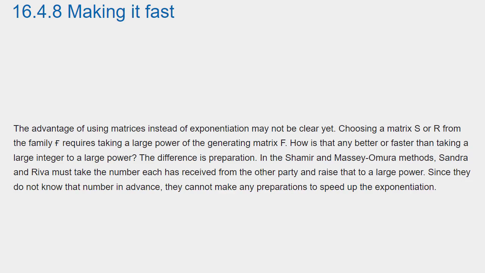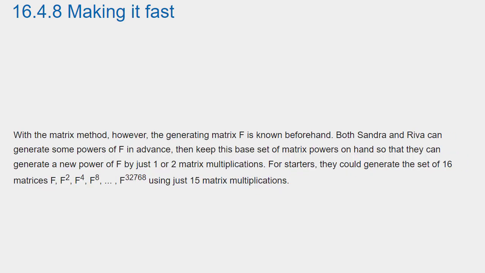The difference is preparation. In the Shamir and Massey-Omura methods, Sandra and Riva must take the number each has received from the other party and raise that to a large power. Since they do not know that number in advance, they cannot make any preparations to speed up the exponentiation. With the matrix method, however, the generating matrix F is known beforehand. Both Sandra and Riva can generate some powers of F in advance, then keep this base set of matrix powers on hand so that they can generate a new power of F just by one or two matrix multiplications.